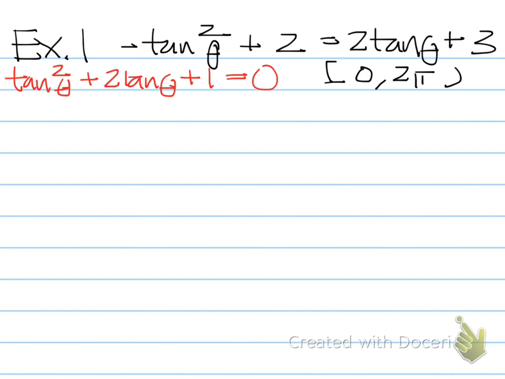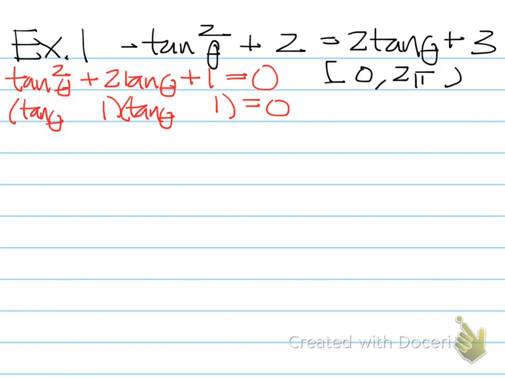The first thing that we need to do is, this appears to be a quadratic equation, so we want to set it up, bring everything over to one side, set it equal to 0, so that we can solve the quadratic equation, hopefully by factoring. If we factor that quadratic expression on the left side of the equation, we get tangent and tangent in the front of the parentheses. The only factors of 1 are 1 and 1.